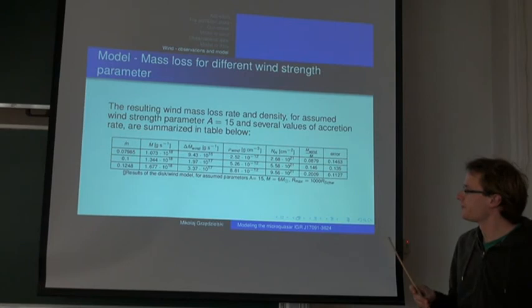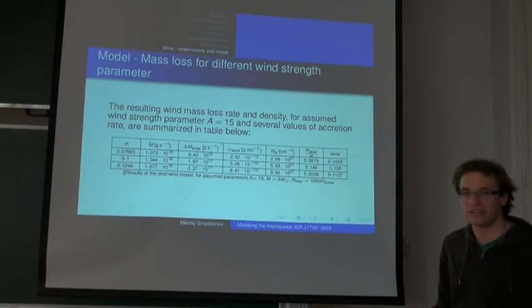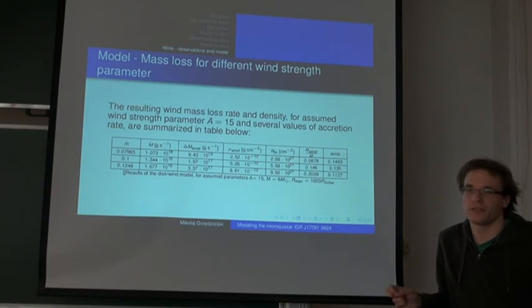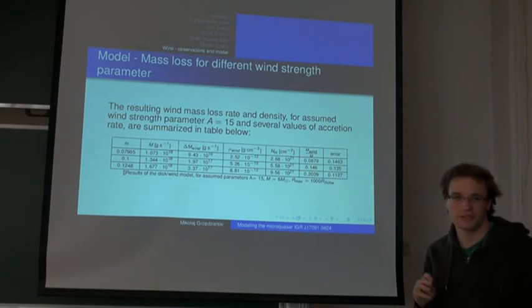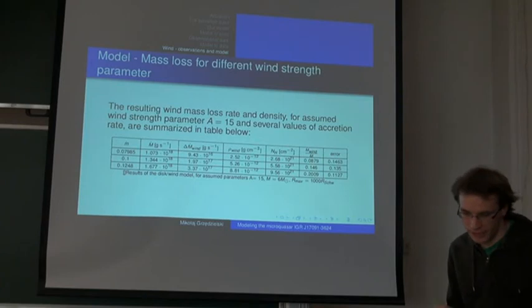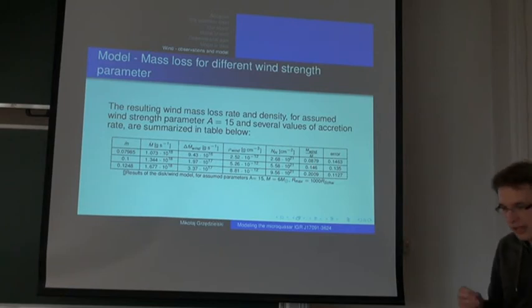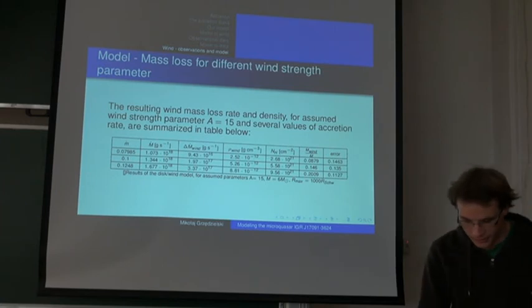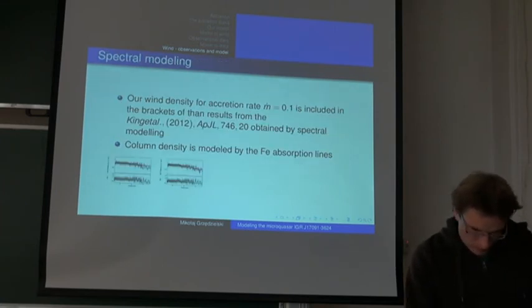From the spectral modeling, because wind is a gas, and the gas has a solar composition. Also, in general, a huge amount is hydrogen, but there is also iron, and the iron has X-ray lines. On the X-ray lines, we have absorption of the disk radiation, and we can measure the density like that.